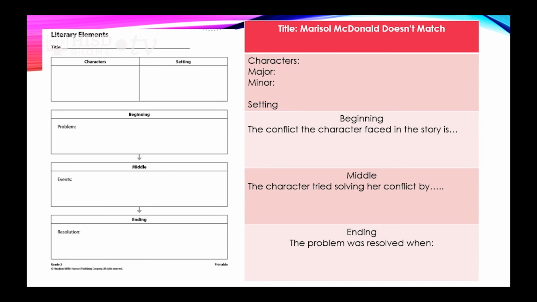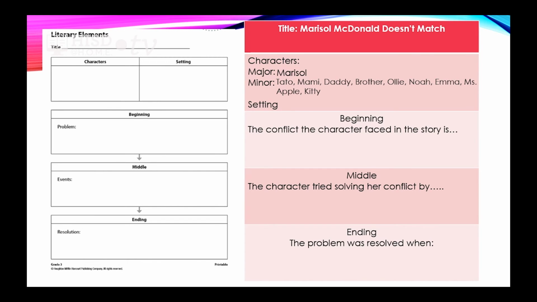So when we think about the literary elements, the plot of the story, we want to first think about our characters. So we know we have major characters and we have minor characters. So in this story, our major character was Marisol. Our minor characters were Tato, Mommy, Daddy, Brother, Ollie, Noah, Emma, Miss Apple, and Marisol's puppy, Kitty.